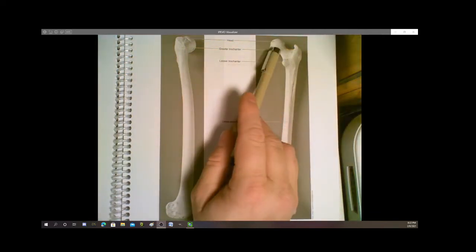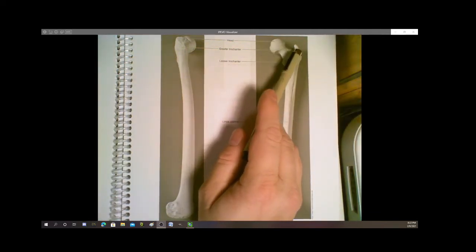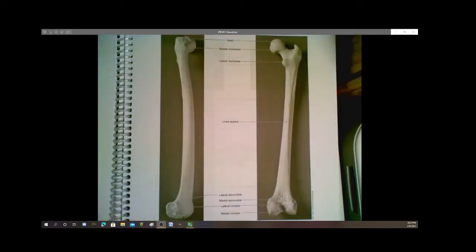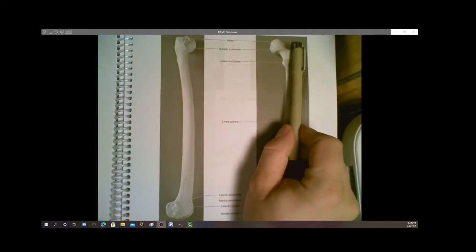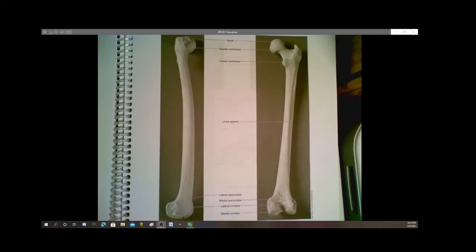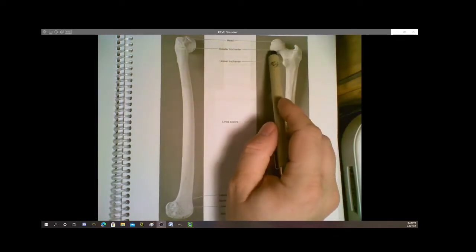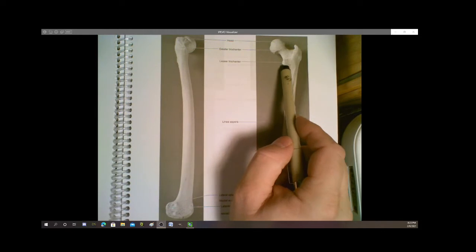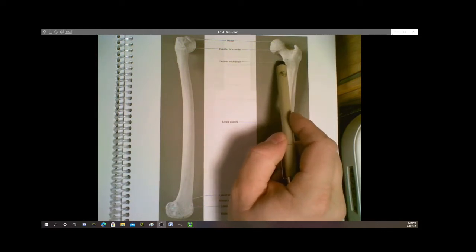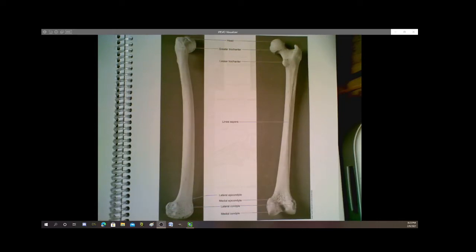See, we've got the head of the femur, and then there are these two bumps on the neck of the femur, and they're called trochanters. So if you remember, the humerus has tubercles. Those are the bumps on the humerus. Well, the femur has trochanters. So the one on top that's really big is the greater trochanter, and then the one that's kind of below the head of the femur, that is the lesser trochanter. So you have the greater and lesser trochanter.